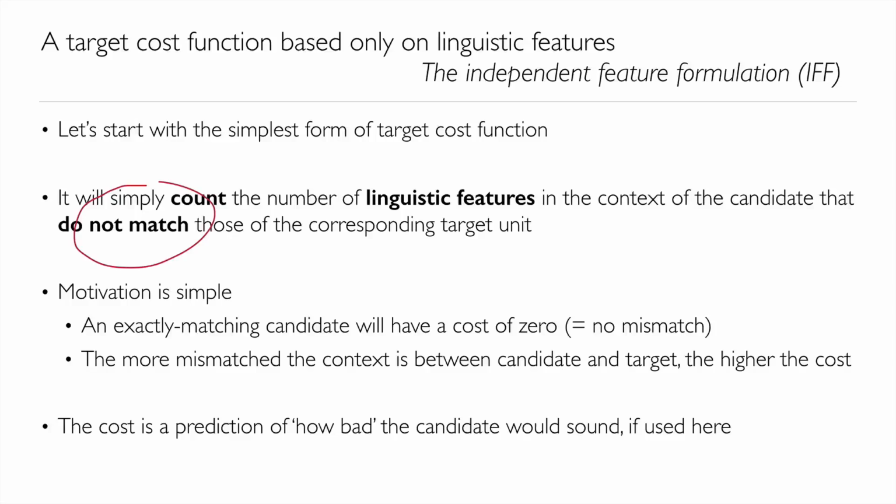Ideally, although it doesn't happen very often, we would like to find exactly matching candidates, and those exactly matching candidates will have a cost of 0. There'll be no mismatch, a sum of zeros, and the more mismatched the context is between the candidate and target, the higher the cost. And if the mismatch is in terms of linguistic features, we can just sum up the individual mismatches. And always remember that the target cost function, like the join cost function, is computing a cost, and that cost is only a prediction of how bad this candidate might sound if we were to use it in this target position.